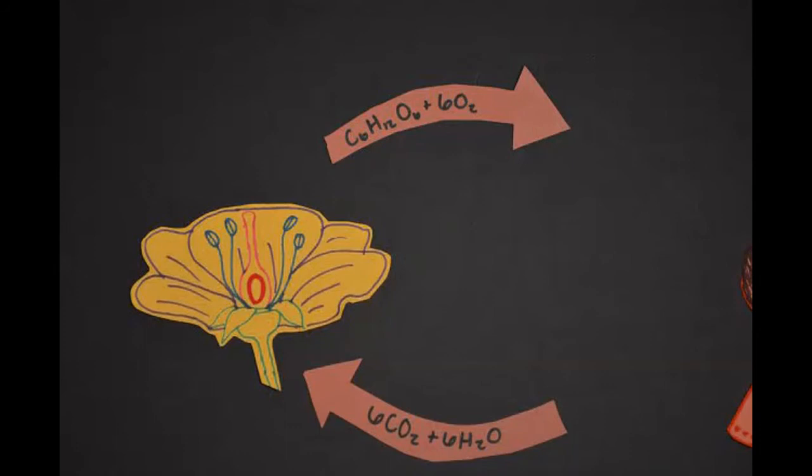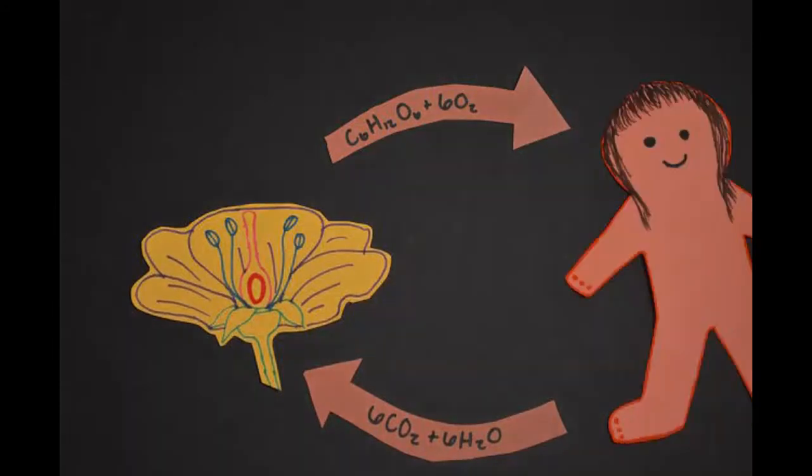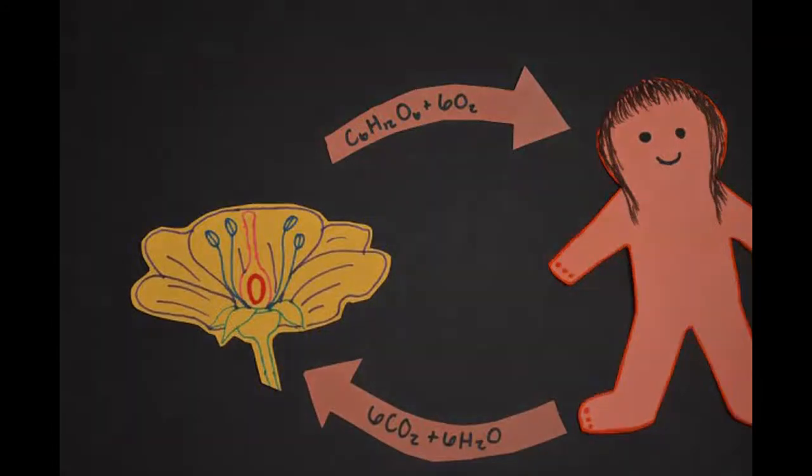Animals, on the other hand, perform cellular respiration. This is essentially the opposite of photosynthesis and occurs in the mitochondria of animal cells. In this, an animal creates water, carbon dioxide, and ATP from glucose and oxygen, and the formula is C6H12O6 plus 6O2 equals 6CO2 plus 6H2O.